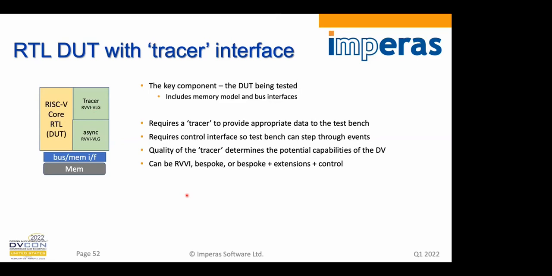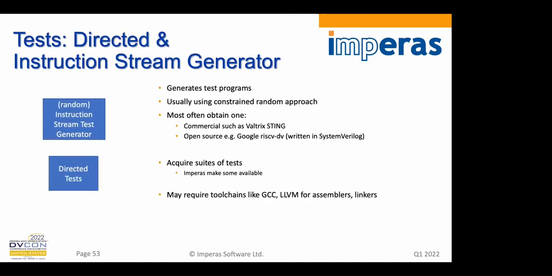For it, we talk about using RVVI, but the interface out from the DUT into the test bench can actually be bespoke or proprietary. But if you do that, you're not going to be able to make reuse. You need to reinvent everything all the time. So it's much better to make this a standard interface from the DUT up into the test bench.